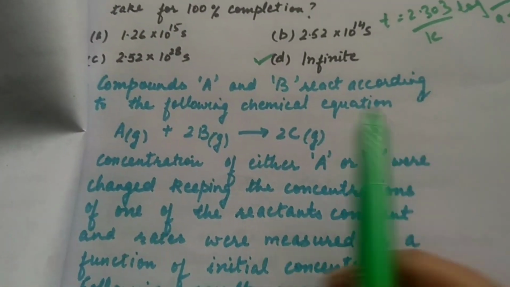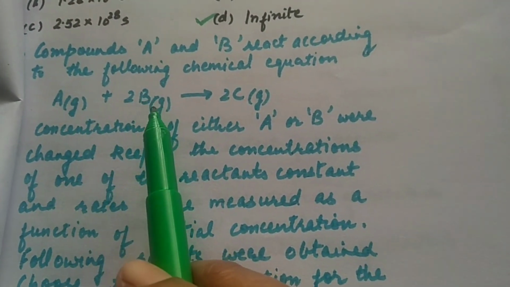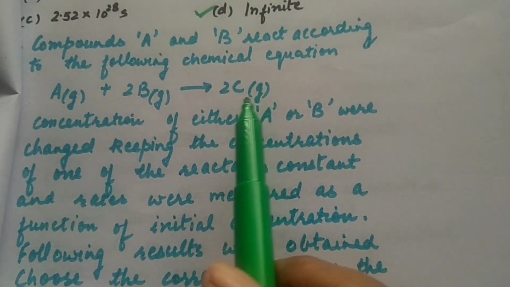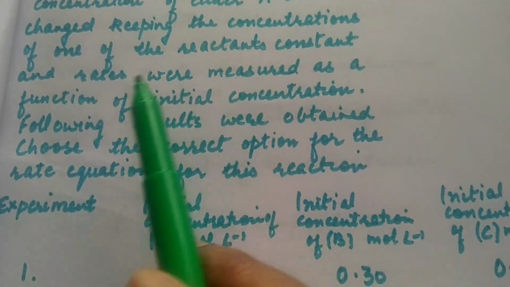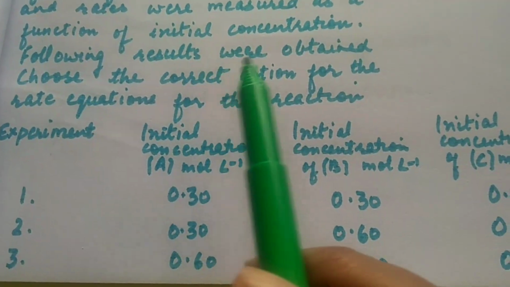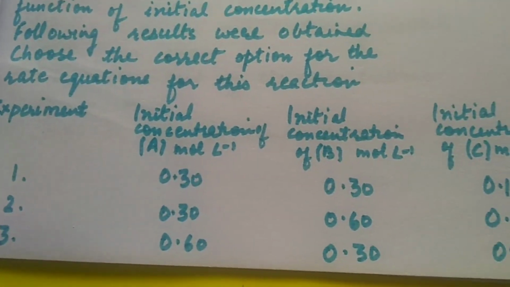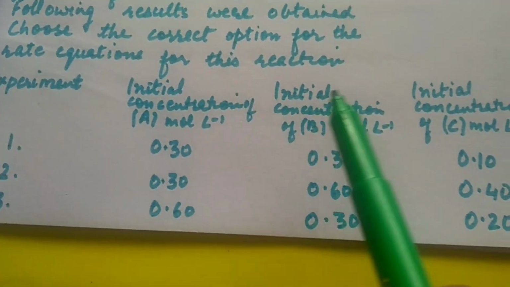Compounds A and B react according to the following chemical equation: A plus 2B gives 2C. The concentration of either A or B was changed, keeping the concentration of one of the reactants constant, and rates were measured as a function of initial concentration. The following results were obtained. Choose the correct option for the rate equation of this reaction.